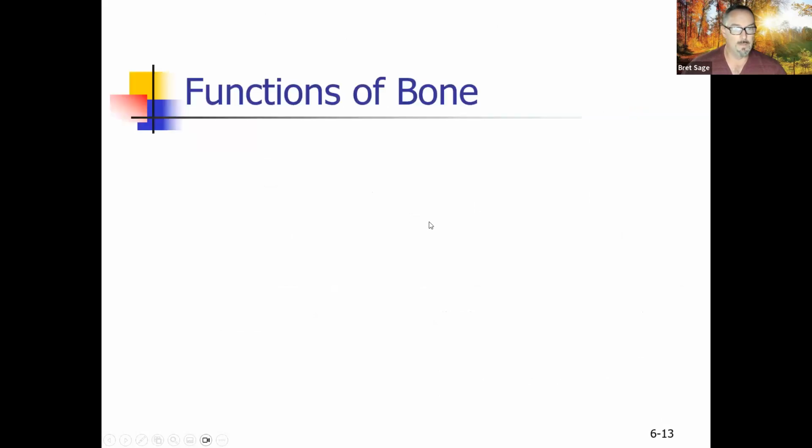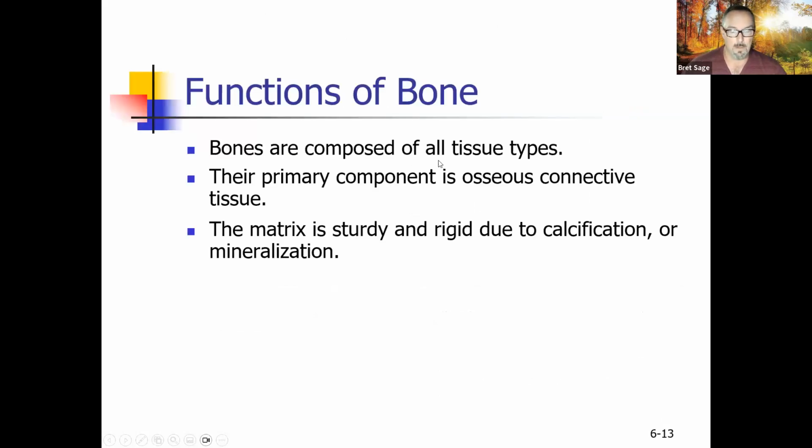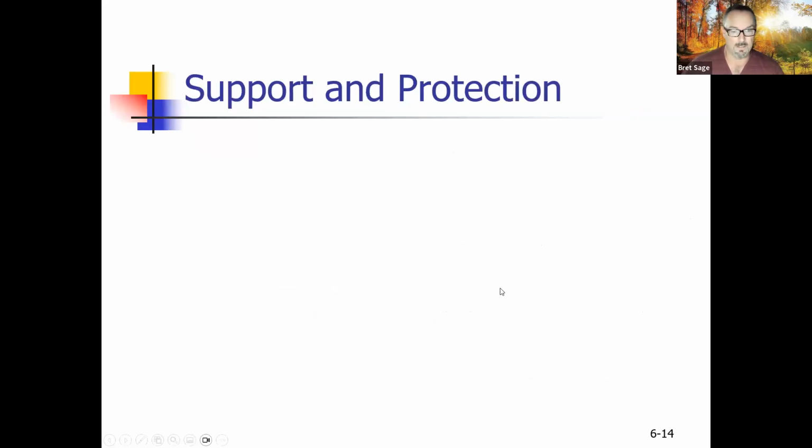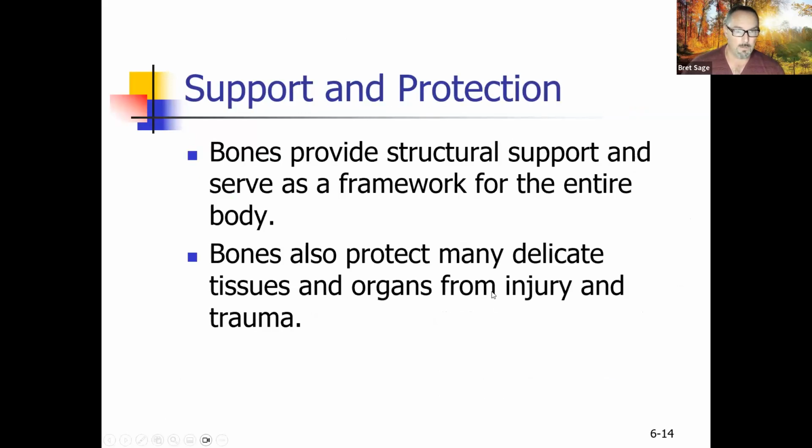Talking about bone now. What is bone for? Well, bones are composed of all tissue types. There's muscle, not much, but all different types of tissue make up bones. The primary component is osseous connective tissue, what we call bone. The matrix is sturdy and rigid due to calcification or mineralization. Calcification means to put calcium into something. Mineralization means putting minerals into something. It's for support and protection. Bones provide structural support and serve as a framework for the entire body.